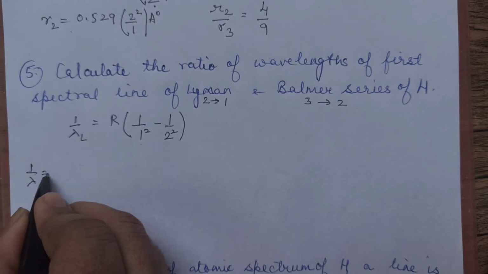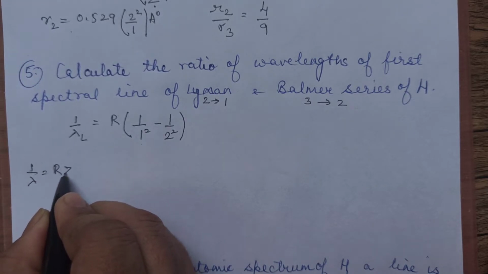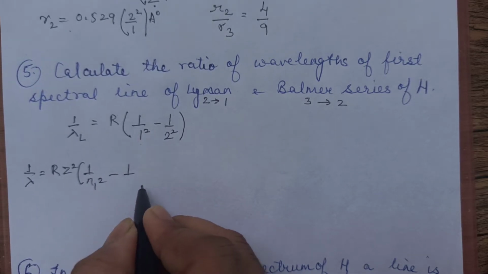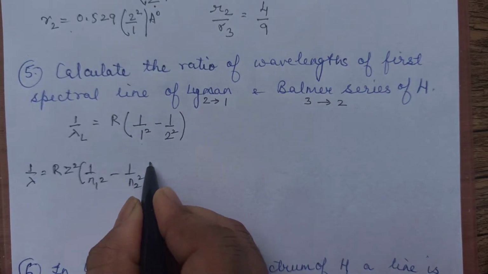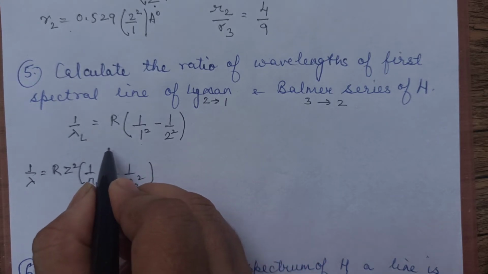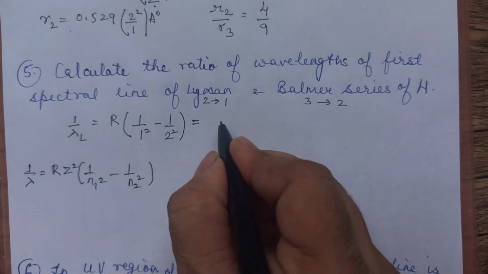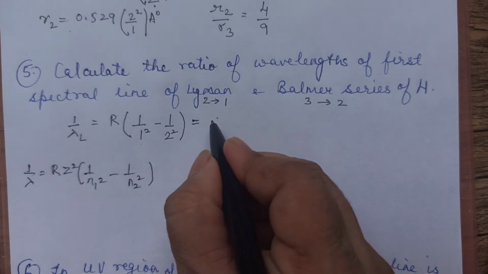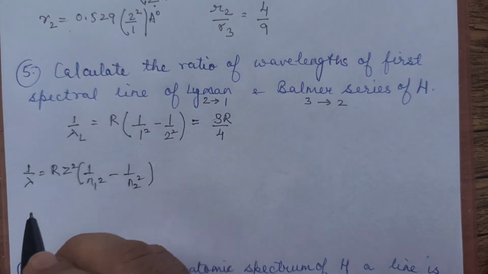What was the formula we discussed? 1 by lambda is R into Z square into 1 by N1 square minus 1 by N2 square. Okay, so now this part if I solve it, I am just getting here 1 by lambda as 3R by 4. Okay, this is for Lyman.